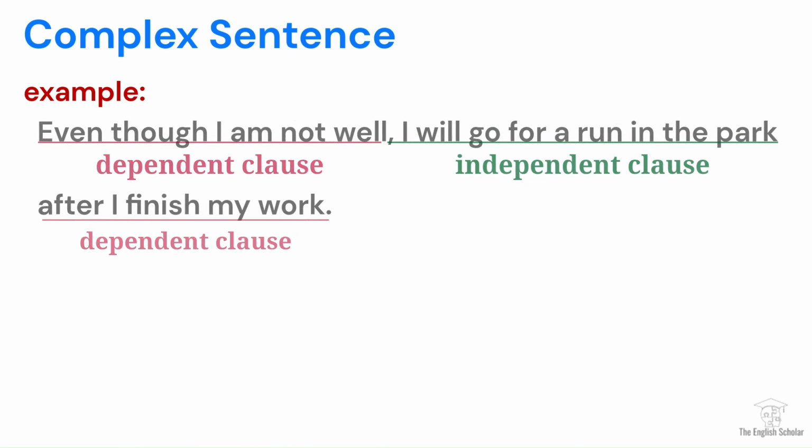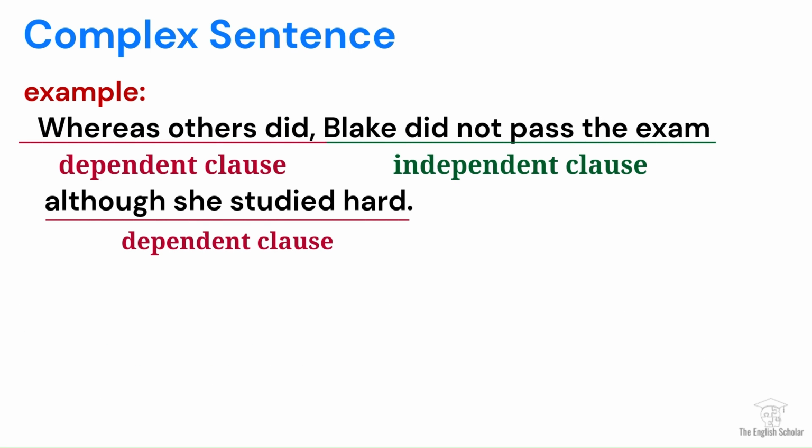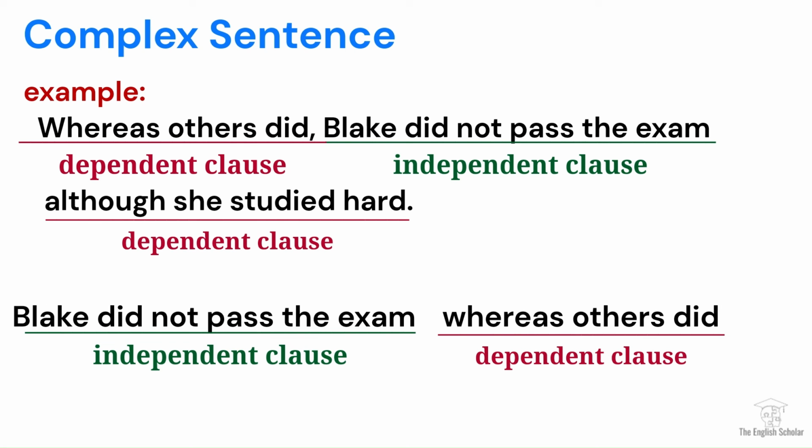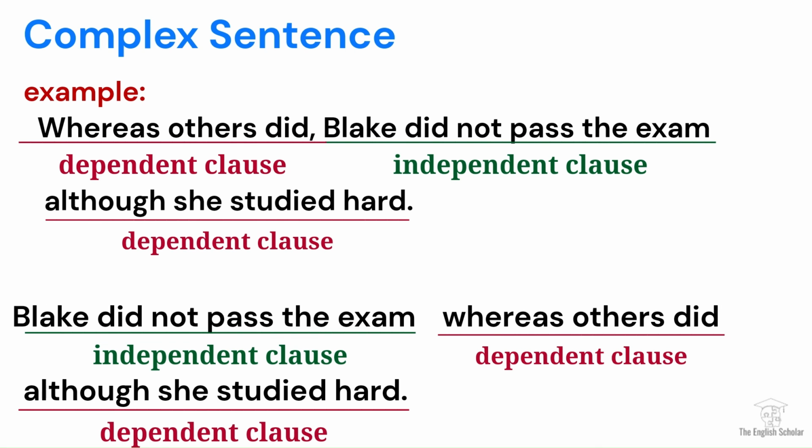Let's have the third example. Whereas others did, Blake did not pass the exam, although she studied hard. Again, let's put the independent clause first, or the main clause. Blake did not pass the exam, whereas others did, although she studied hard. The same with the second example. We followed the same arrangement as the first example, but it still sounds confusing and difficult to read.